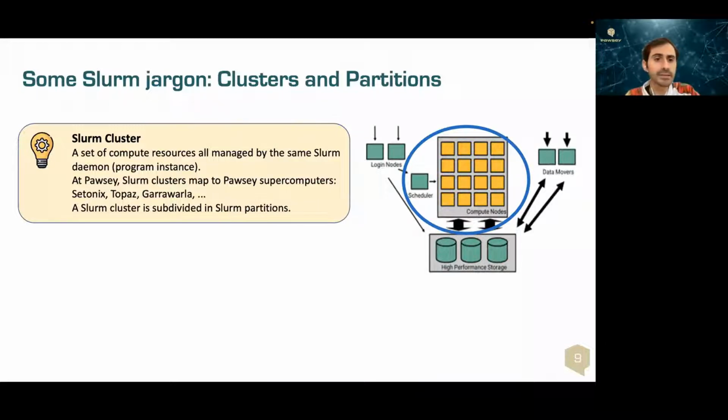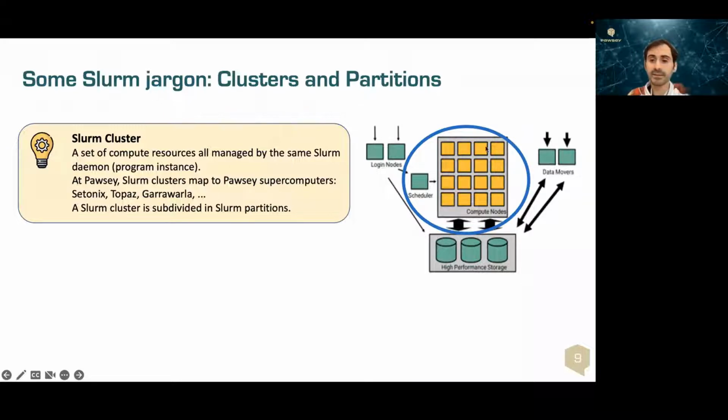So within Slurm, there is a definition of cluster, which is a set of compute resources, compute nodes that are all managed by the same Slurm program. It can seem a bit abstract and vague. So in practice, at Pawsey, each supercomputer, so currently we have Setonix, which is the main supercomputer, and then some legacy ones, Topaz, Garrawarla. Each supercomputer has got its own Slurm cluster. The key piece of information is that each Slurm cluster is subdivided in partitions.